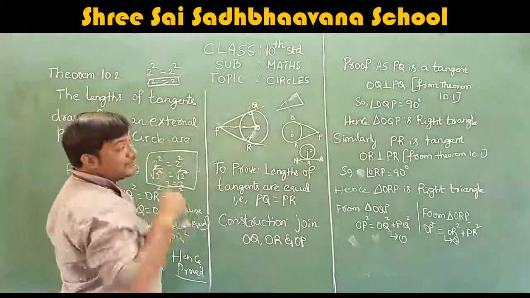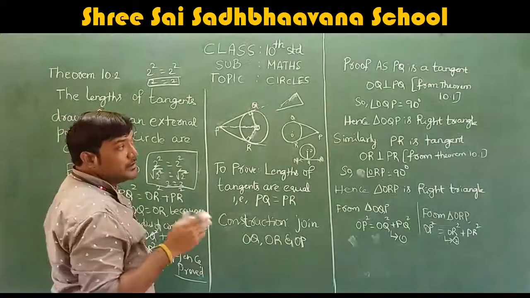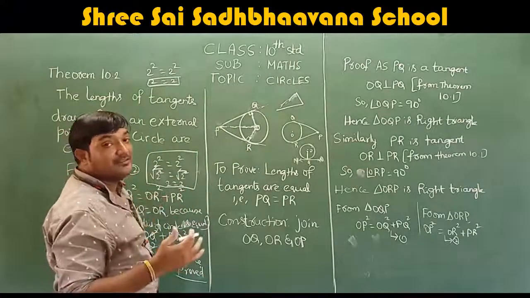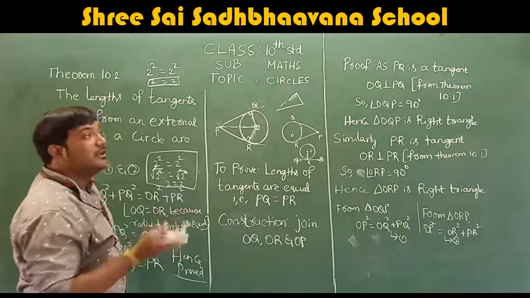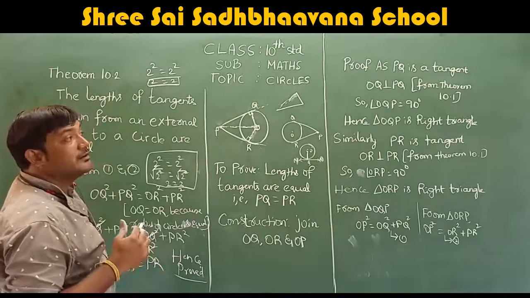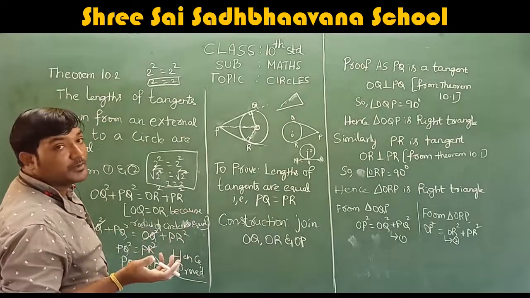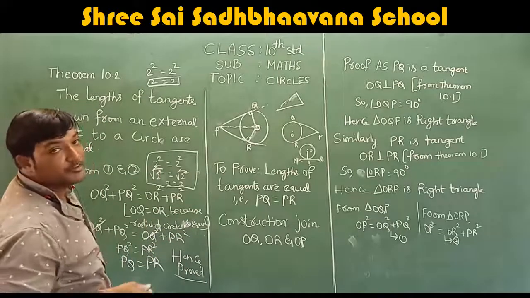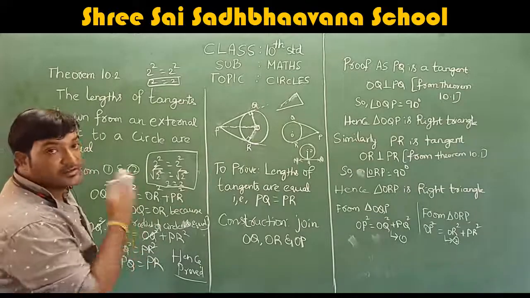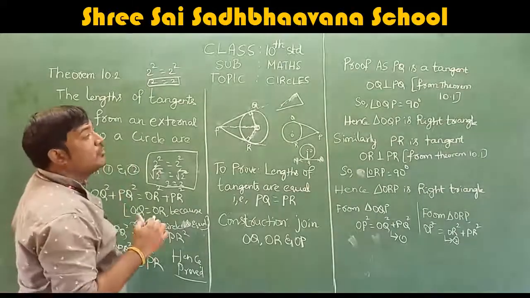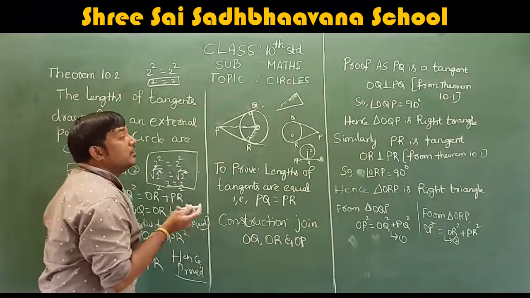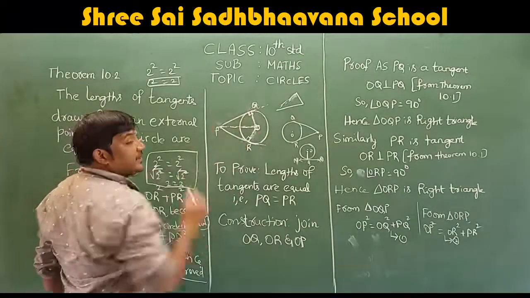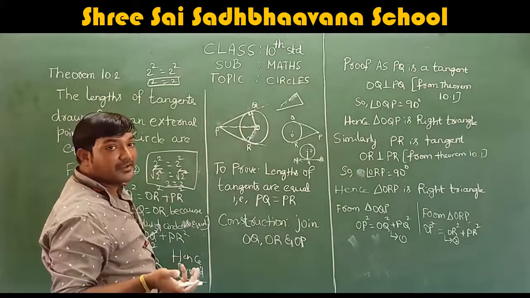And write the reason from theorem 10.1. If you don't write it, they will deduct the marks. You have to tell the reason or you have to explain the reason. At least you have to specify for what reason you are writing that OQ is perpendicular to PQ. That reason is from theorem 10.1. It means we can easily understand that it is from the theorem. And so if OQ is perpendicular to PQ, this angle should be 90 degrees, right? Always the perpendicular makes 90 degrees.